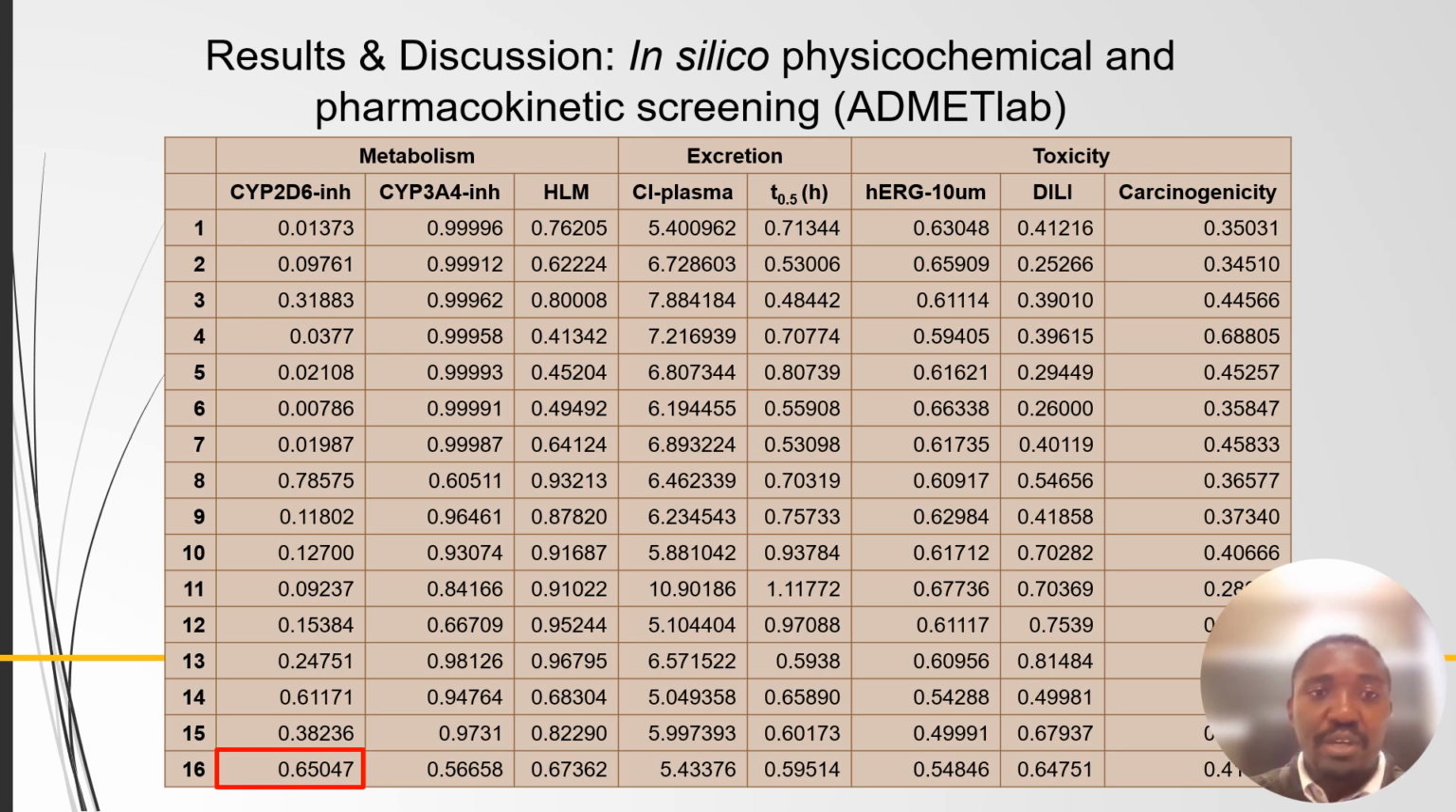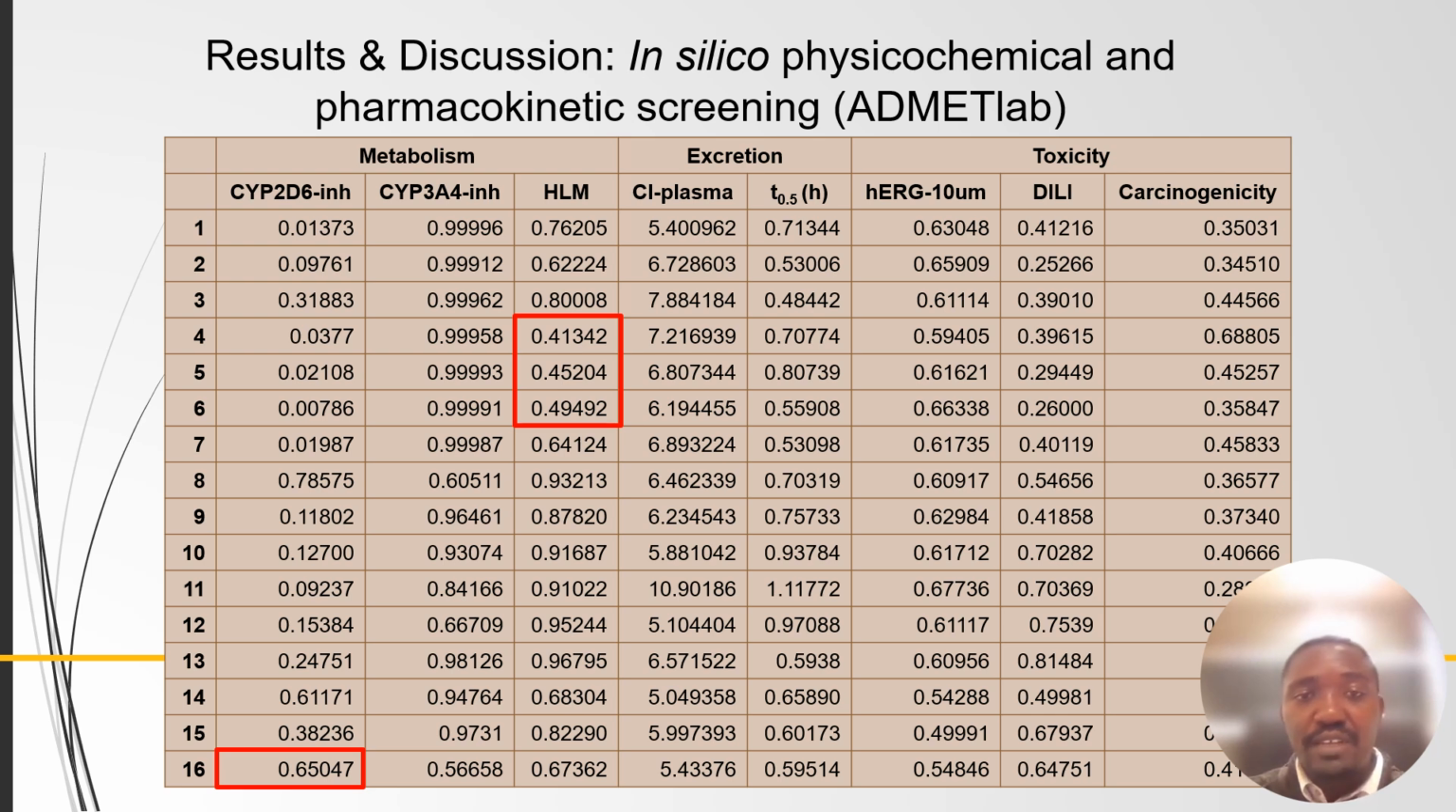In terms of human liver microsomes, the only thing to highlight is that only compounds number 3, 5, and 6 have a low stability in the human liver microsomes. And then in terms of plasma clearance, we found that at least our compounds have excellent stability. Let me just put it that way, they have excellent stability.